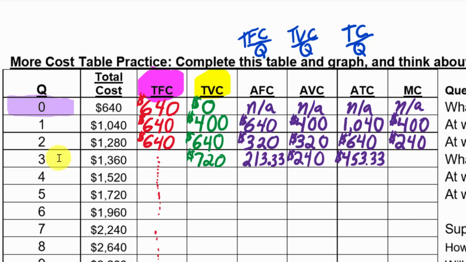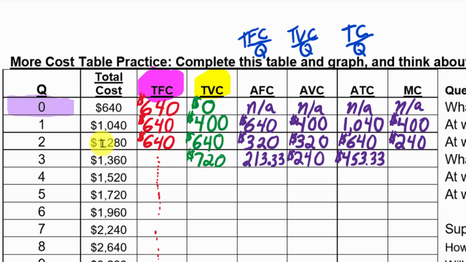When we're producing 3 units, the total cost is 1,360. So what's the additional cost to produce the third unit? It's just 1,360 minus 1,280. Or another way to calculate marginal cost is to look at the change in the variable cost.